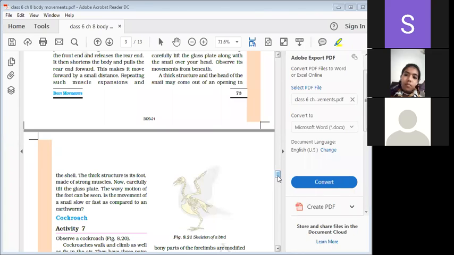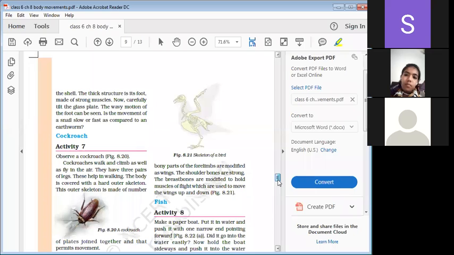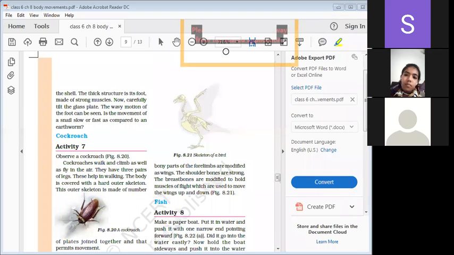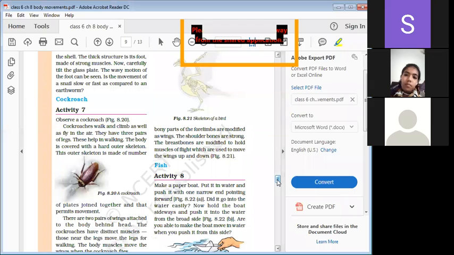The next movement of the animal is the cockroach. You all have seen a cockroach. It can walk, climb as well as fly.